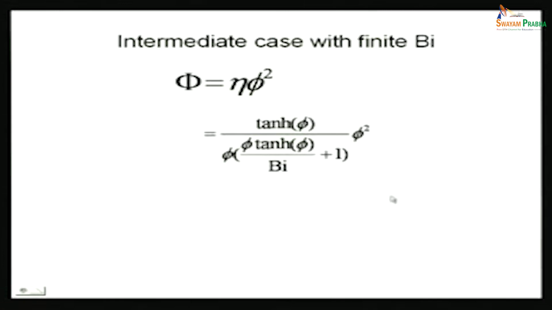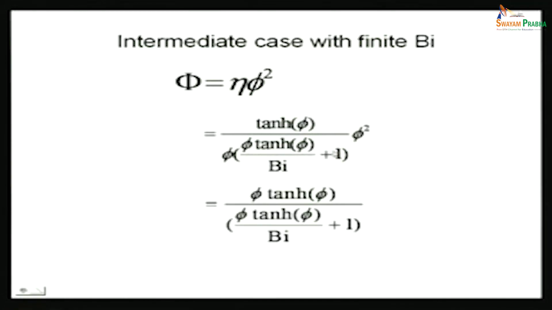Okay. So, I suggest you write this expression for eta. You have it before also, but just for the sake of remembering, you write this. So, phi square cancels out in the numerator and denominator, one of them. So, you get phi tanh phi divided by phi tanh phi over Biot number plus 1. Okay.